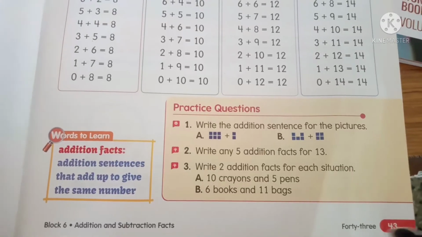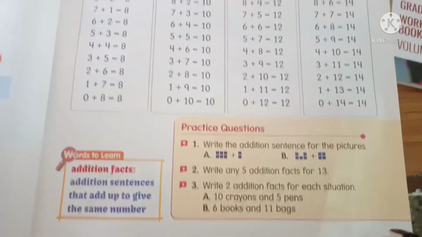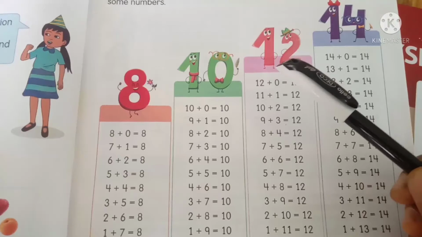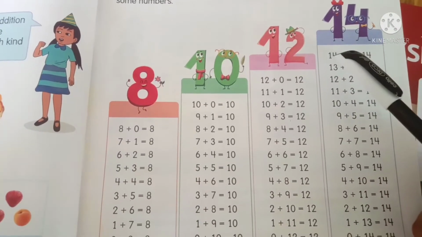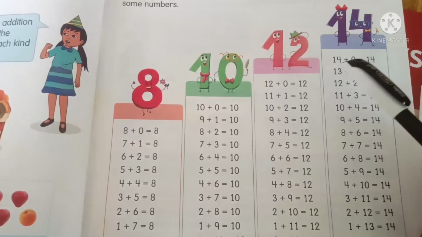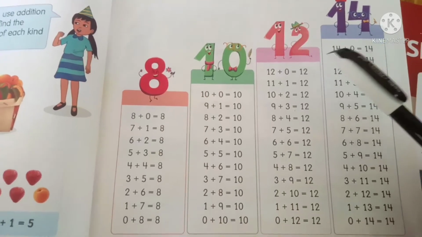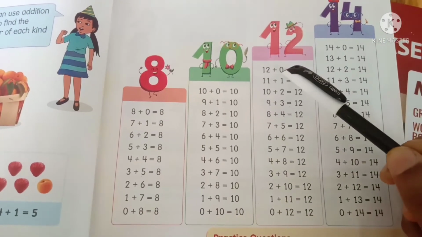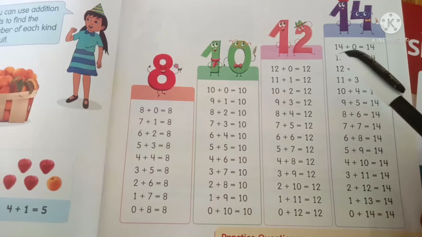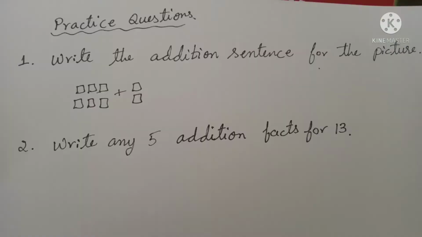See children, in your textbook page number 43, addition facts for 12 and addition facts for 14 are given. So just go through the textbook to learn the addition facts for 12 and also addition facts for 14.